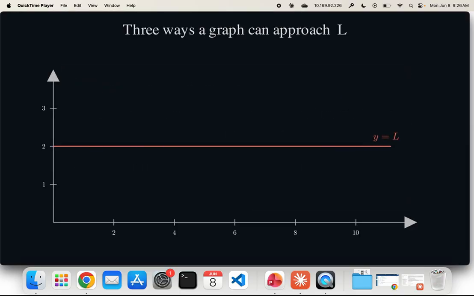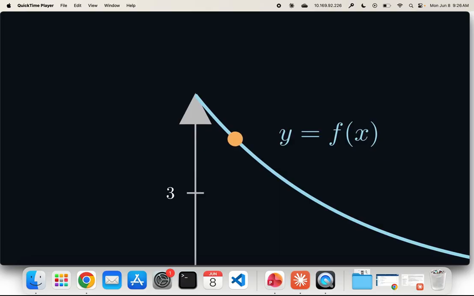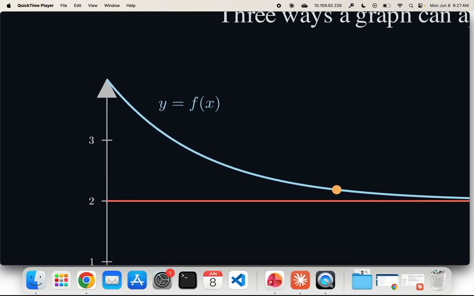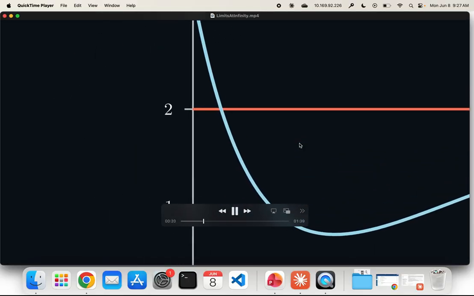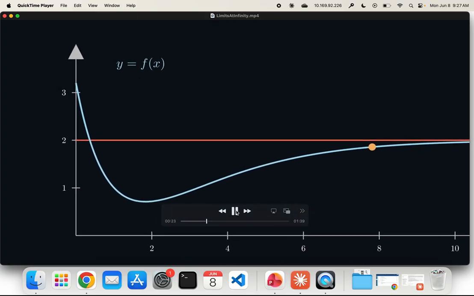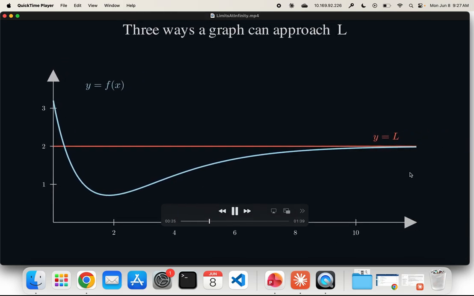So there are really three ways that this can happen. Here's the y value being equal to L. And then we look at a function. Notice that this function has this property that as I approach infinity on the positive side, on the right side, as x approaches infinity, the function gets closer and closer to the value L. Here's another example. This one goes down for a little bit, but eventually, as x approaches infinity, it gets closer and closer to L as well.